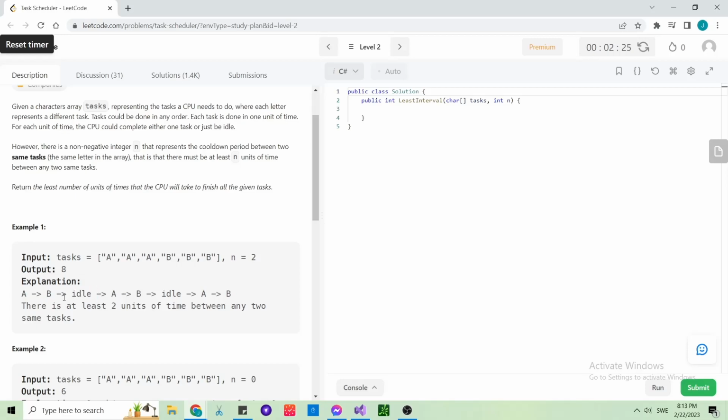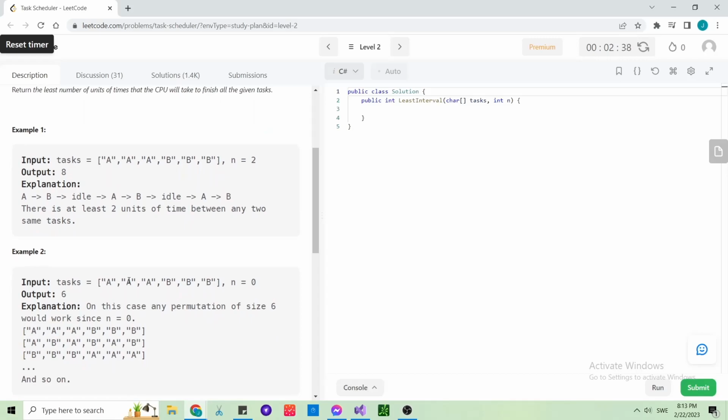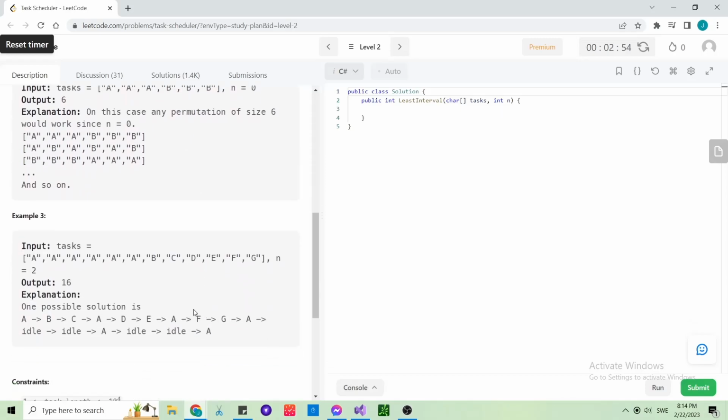So what would be the minimum amount of units of time for example, 3 A's? We will need A something something A something something and another A. So that would be, we have 3 A's, we need 2 times 1 plus the cooldown period, which is 2. So 2 times 3 plus the last A plus 1. So that's the least amount of units we need for 3 A's with the cooldown period of 2.